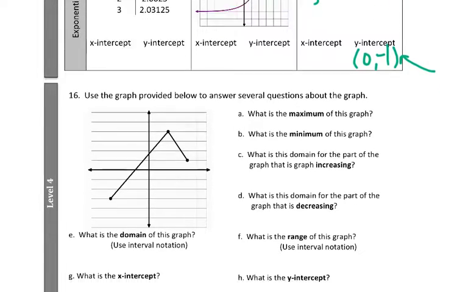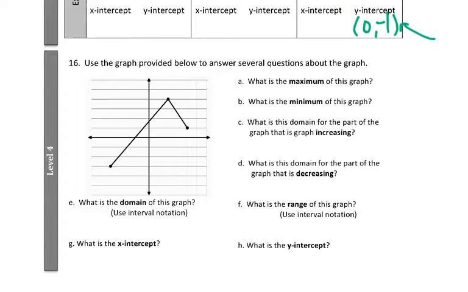Alright, then over here I just have a graph and a bunch of questions for you to answer. I think anybody can answer this level 4 question. You just got to take your time and answer it.